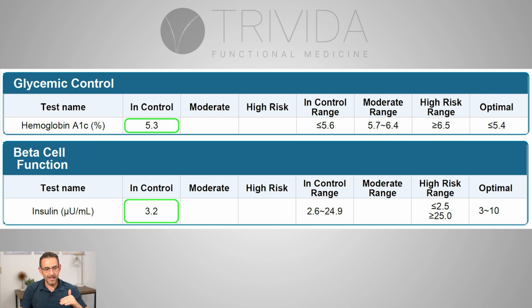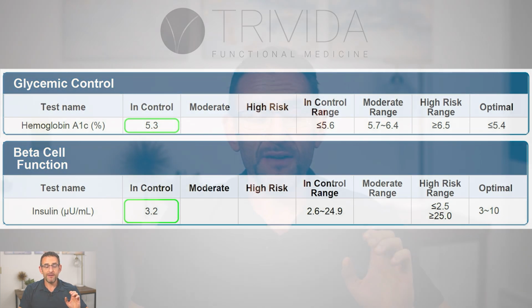But you'll notice in this example, both are what I would call perfect. Hemoglobin A1C is 5.3, within that 4.5 to 5.4 range. And then the insulin's about 3. Again, I like to see it between 3 and 10. So diabetes or prediabetes is not this person's issue. But if you have a high hemoglobin A1C and a high insulin, which is generally what I see, that's a sign of insulin resistance and type 2 diabetes, and that needs to be addressed immediately through diet, exercise, and potentially supplementation and potentially medication.